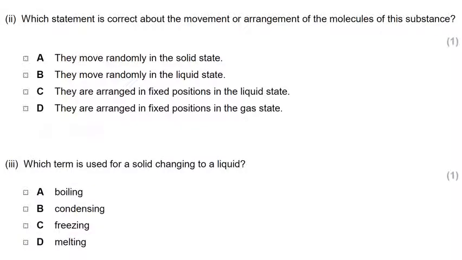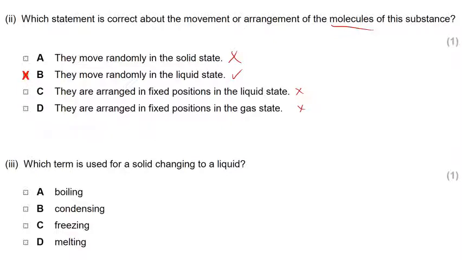Okay, so which statement is correct about the movement or arrangement of the molecules of this substance? If we go through each of them, we can do a process of elimination here. They move randomly in a solid state. That's false. Molecules are fixed in a solid state, so they can't move. So solids can't flow. They move randomly in a liquid state. That's true. They do move randomly. They're arranged in fixed positions in the liquid state. That's false because liquids can flow. And they're arranged in fixed positions in a gas state. That's false as well. Gases can flow as well. So it has to be B.